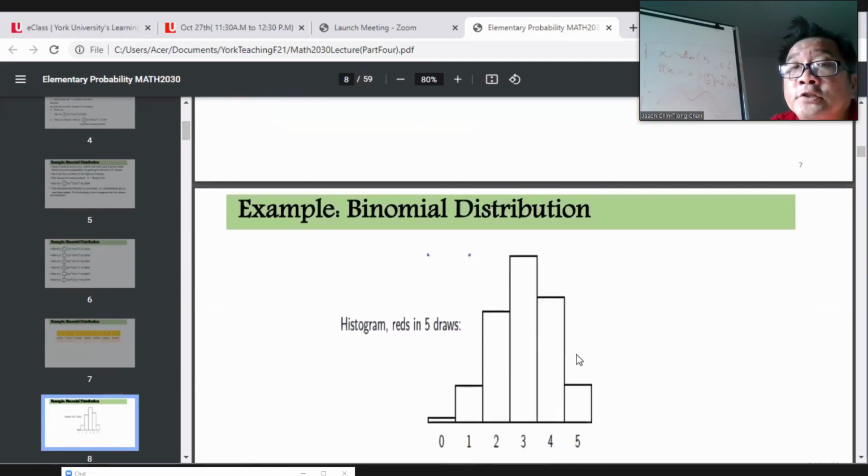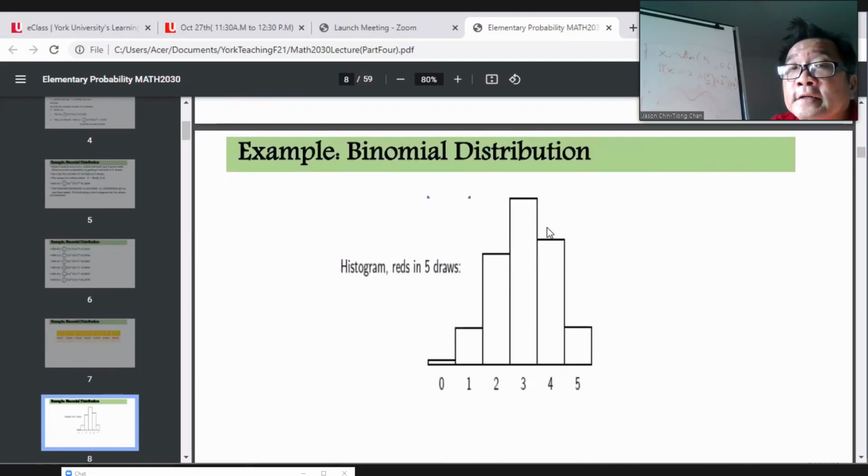Okay, I think I show you here. You see here? They only got one highest bar. The left side is not equal to the right side, so this one we cannot consider as normal. And again, this is discrete. So binomial is something like going up and then going down. They only got one highest peak.